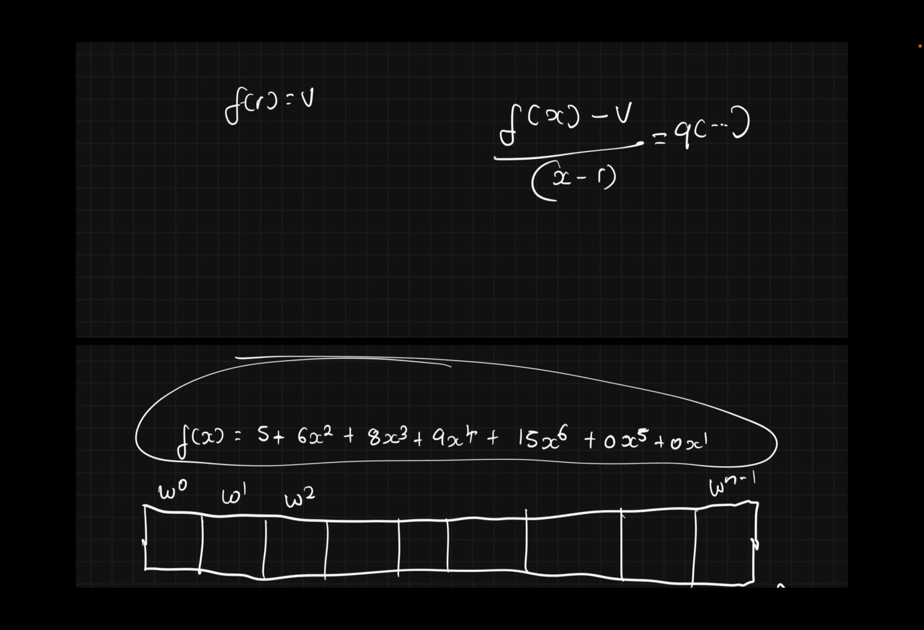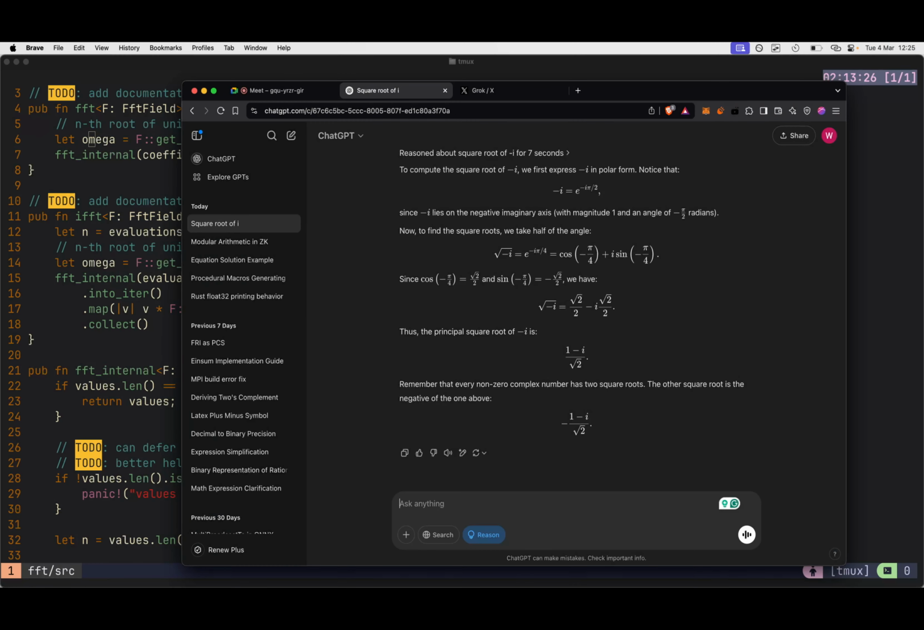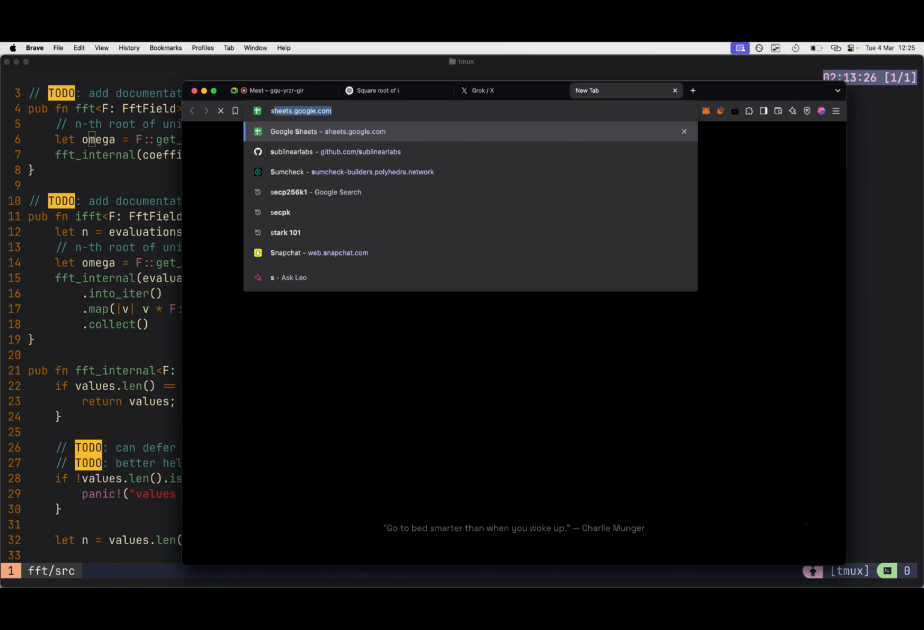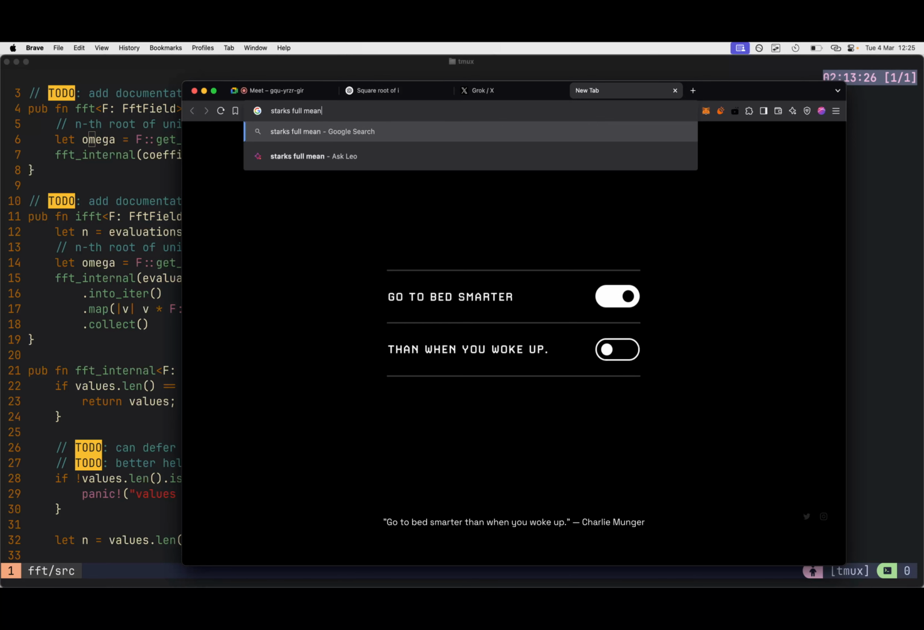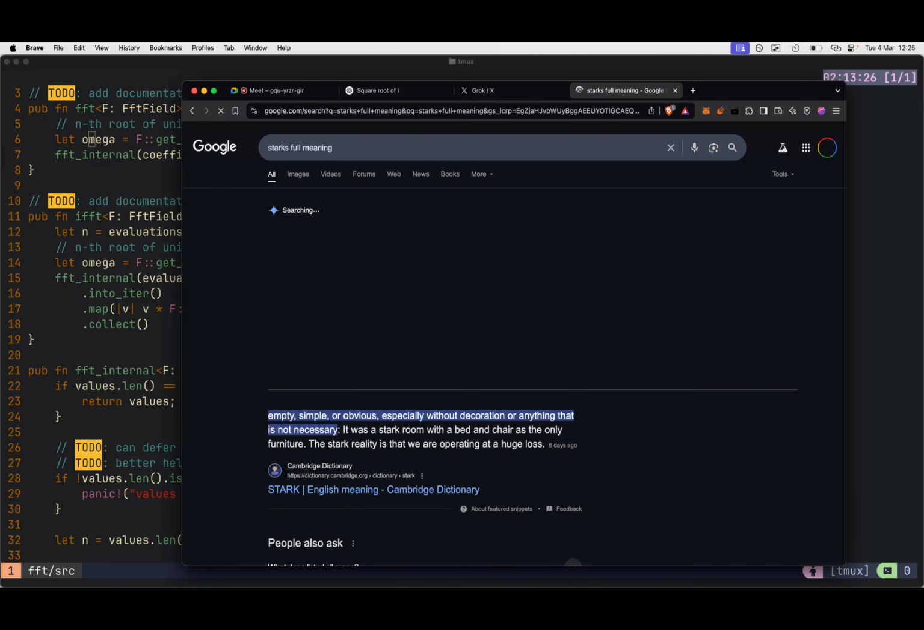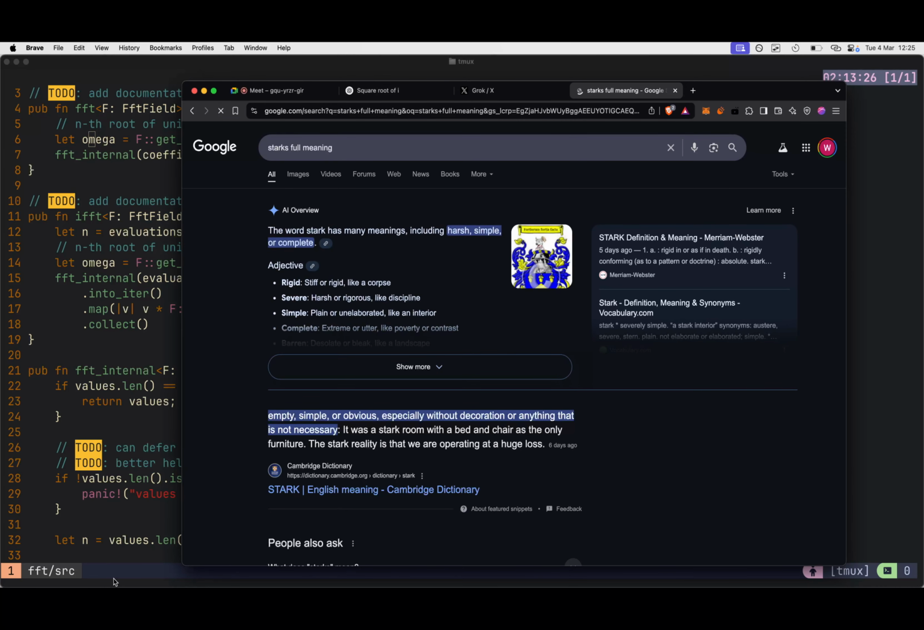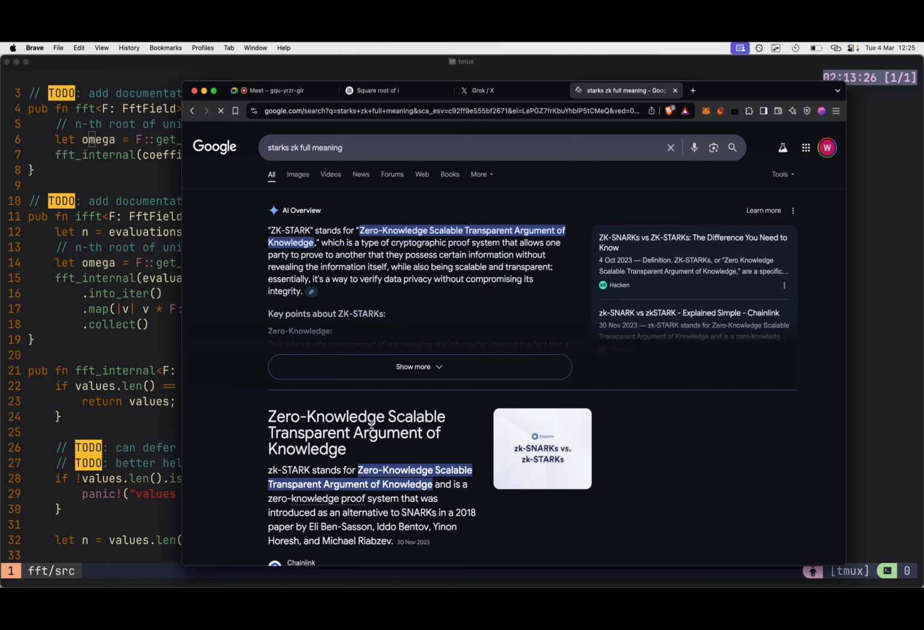I think they say possibly post-quantum. I don't know why, but I think it's post-quantum. I don't think it's even possibly. I'm coming. I don't think Google knows what STARKs are. I have to put ZK in front. Nothing about quantum.